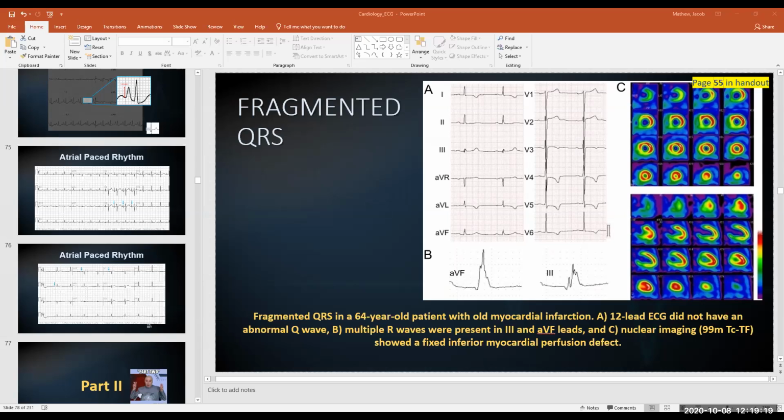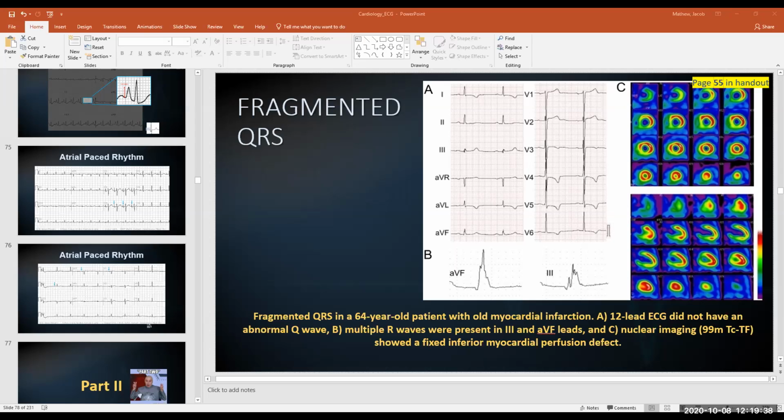So they had this fractionated, or fragmented, QRS complex, and it was in a 65-year-old. This person already had an old MI. I don't see Q waves here, so it's kind of interesting. They don't have any Q waves. I wouldn't call that a Q wave, because you can see this little dot right here that is more suggestive of an R.